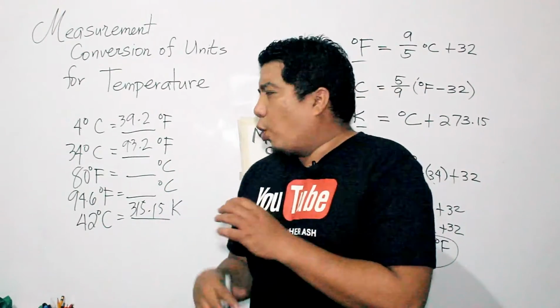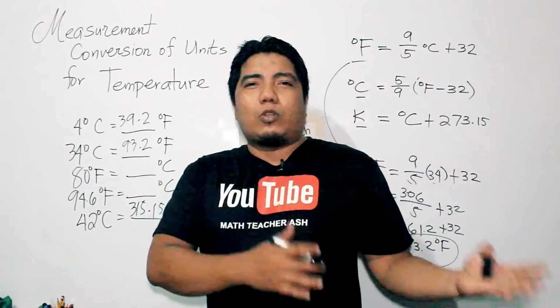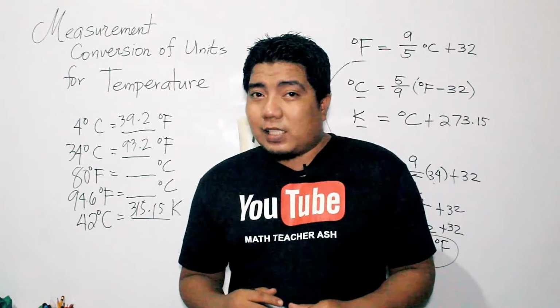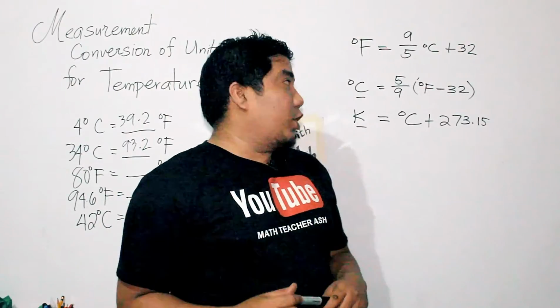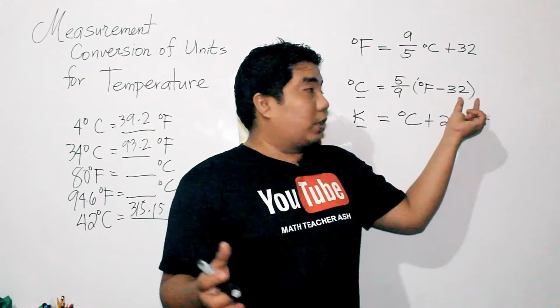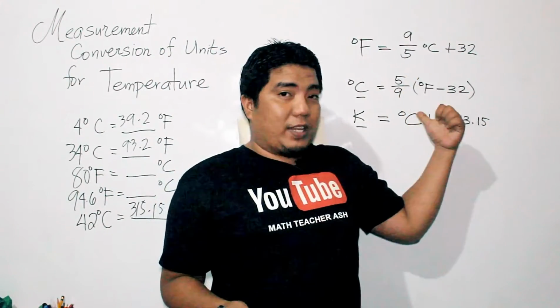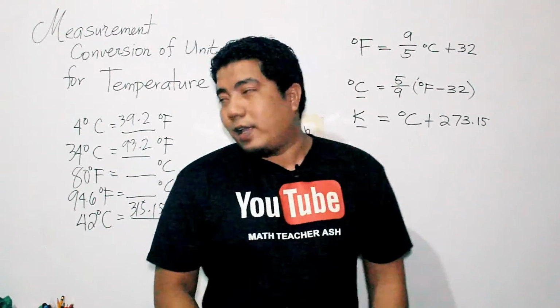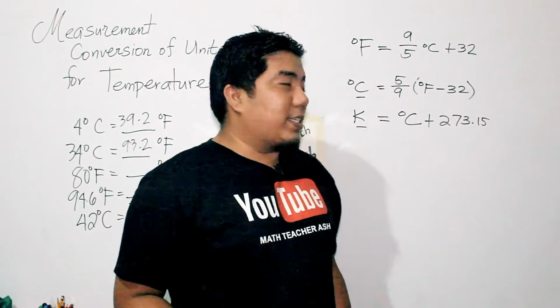Now, the question is, what if you have a Fahrenheit and you want to change it to degrees Celsius? In solving for degrees Celsius, first we need to subtract 32, then multiply by 5, then divide by 9. How do we do that one? Let's consider the first example, that is 80.